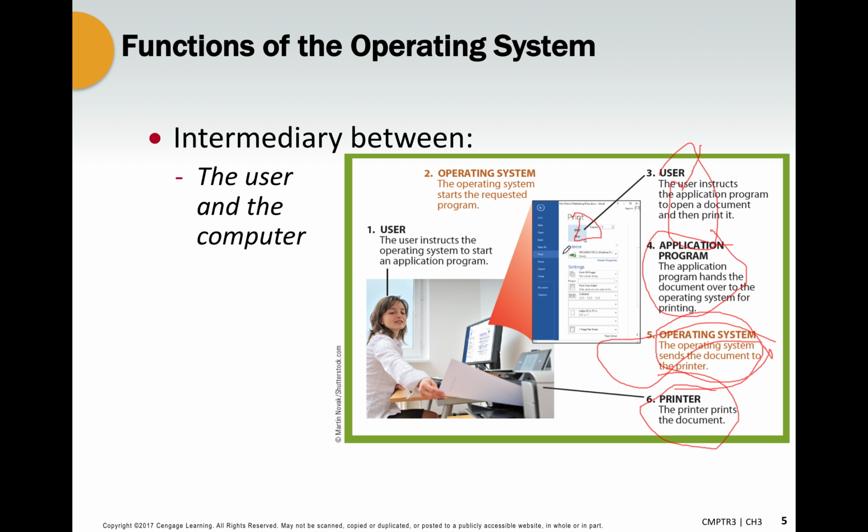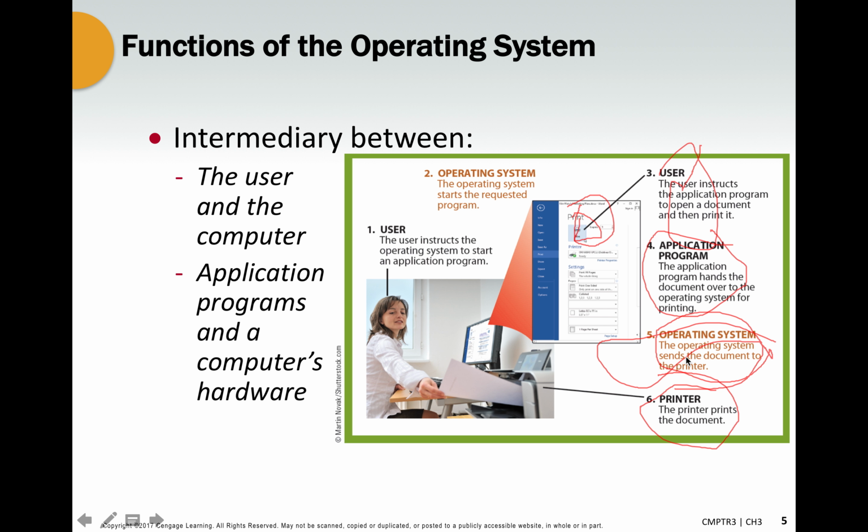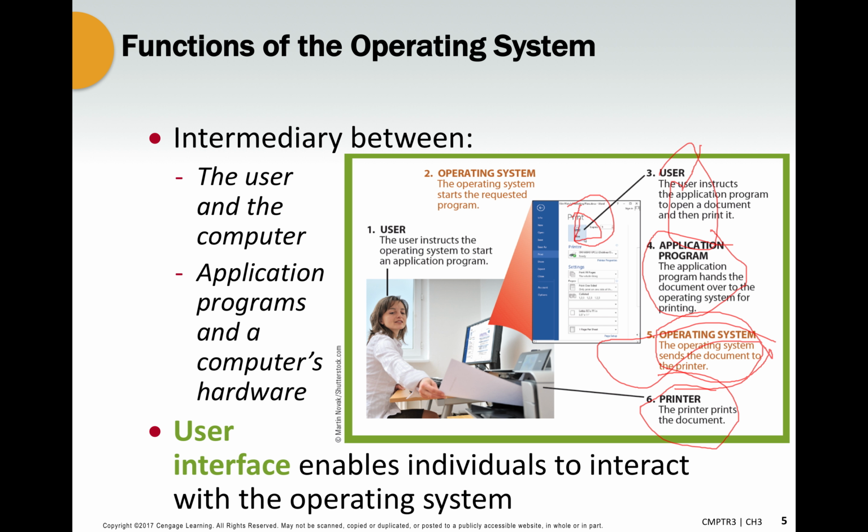Okay, so we kind of go through that process. The user wants to perform a particular task, selects a particular button for the computer to do it. The application program gets it and hands it over to the operating system. The operating system then sends that document to the printer for it to be processed. So that's how your operating system works. It's kind of like an intermediary that allows it to do certain things. Your user interface enables individuals to interact with the operating system. So that's what a user interface is.